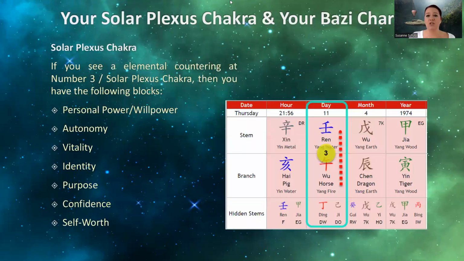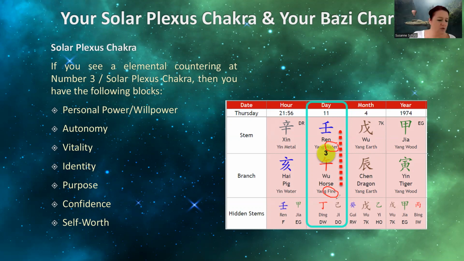Now the day pillar is what you can see here circled in blue, and the relationship between the stem of the day and the branch of the day determines whether or not you have a block in your solar plexus chakra. So what you need to take note of is the element of the stem and the element of the branch. We're not concerned with the yin and yang polarity, or with the names of these particular elements. Just check, what is it?